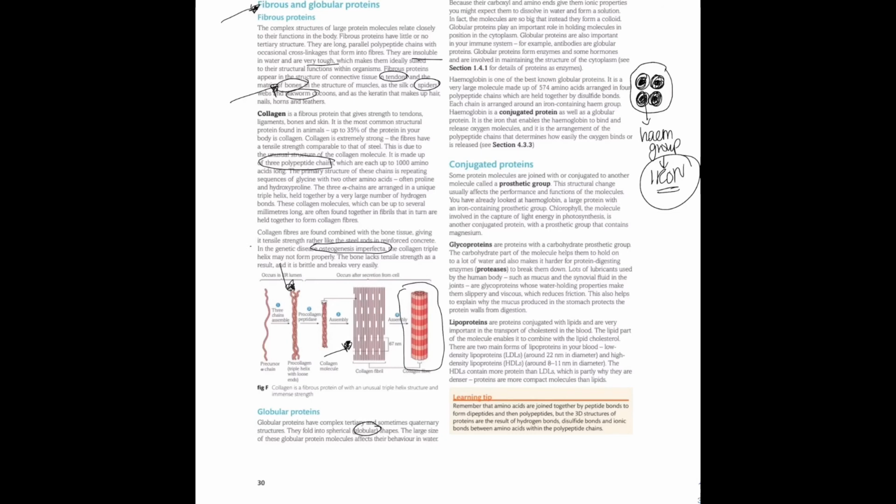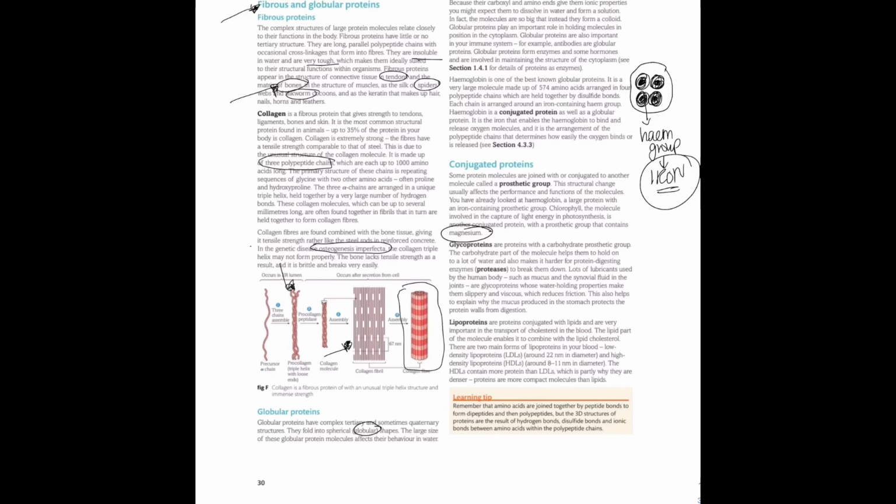So in theory, conjugated proteins. Some protein molecules are joined with, or conjugated to, another molecule called a prosthetic group. This structural change usually affects the performance and functions of the molecules. You have already looked at hemoglobin, a large molecule with an iron-containing prosthetic group. Chlorophyll, the molecule involved in the capture of light in photosynthesis, is another conjugated protein with a prosthetic group that contains magnesium. So you can see that the conjugated groups here are both elements.